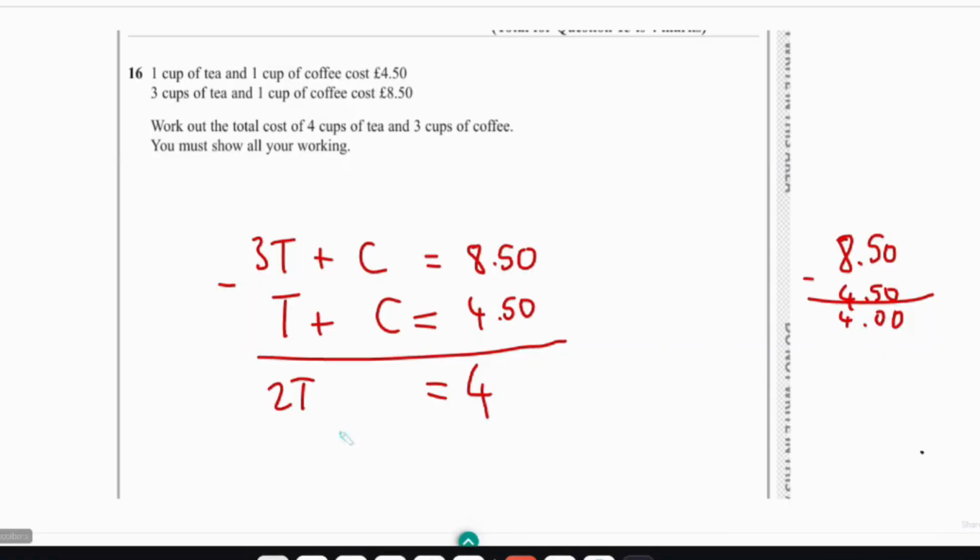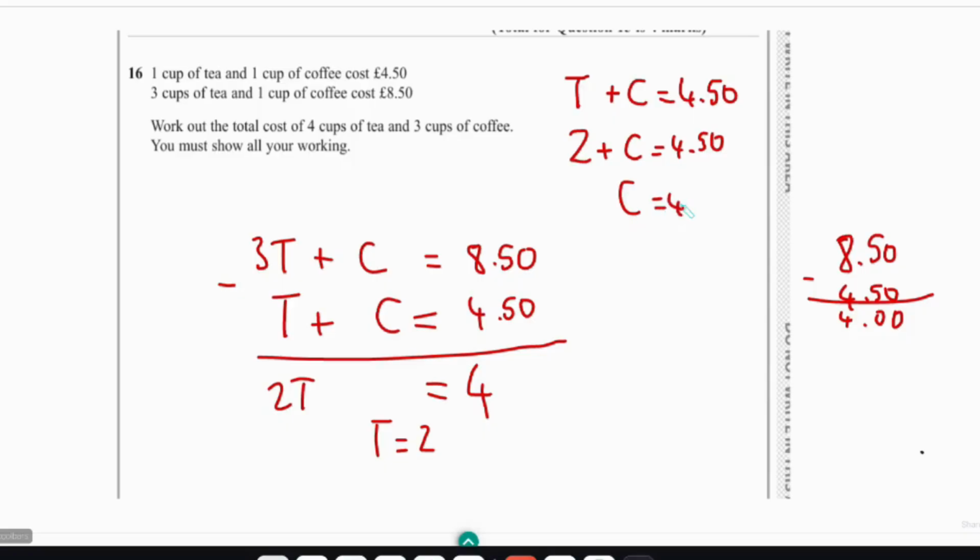So 2 cups of tea are £4. Let's divide both sides by 2. Get 1 cup of tea is £2. Tea costs £2. So if I substitute it back into this second equation, I'm going to take 2 off both sides. £4.50 take away 2 gives you coffee is £2.50.